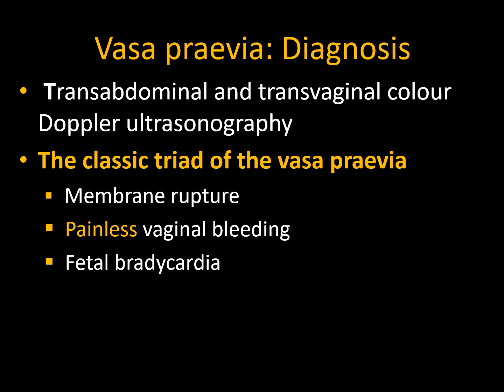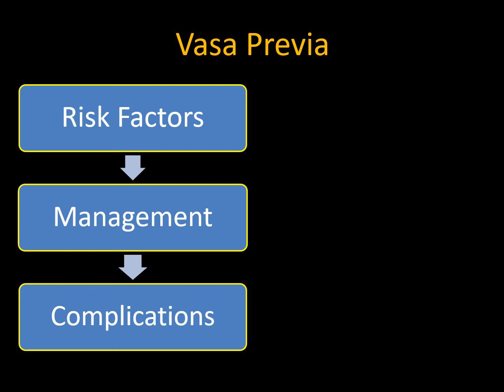Diagnosis is usually a combination. If we do an antenatal transabdominal or transvaginal color Doppler ultrasound, you may suspect it, but usually the classic triad for diagnosis is ruptured membranes in association with painless vaginal bleeding and fetal bradycardia. Remember, the blood with vasa previa is all fetal. The mother will be in good condition, with stable vital signs, and painless vaginal bleeding after artificial rupture of the membranes. Think that this is fetal blood, and the risk of fetal death is really high.